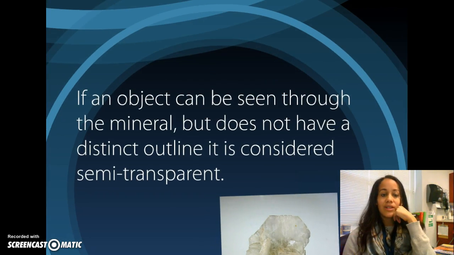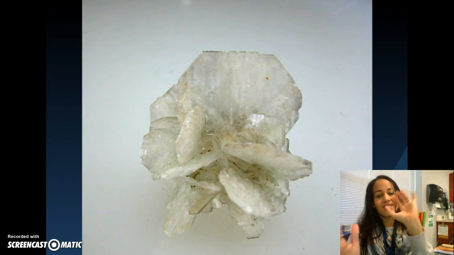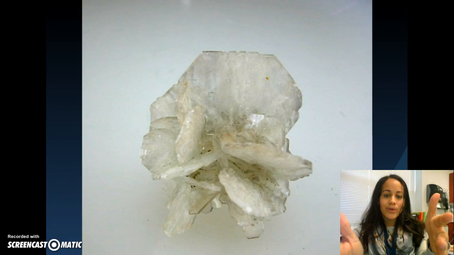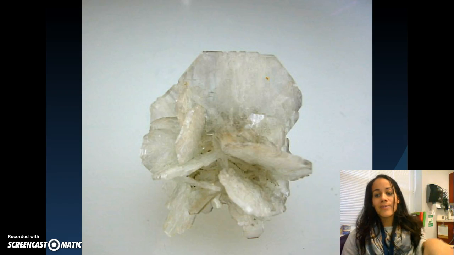If an object can be seen through the mineral, but does not have a distinct outline, it's considered semi-transparent. So you can have an in-between. You can see that there's something shining through, but it's not really clear as to what it is. So this mineral sample is considered to be semi-transparent.